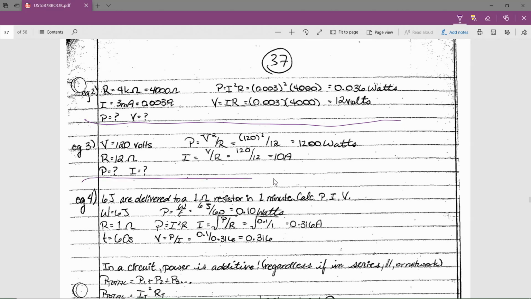Third example, I'm given 120 volts, 12 ohms. I want to get the power and the current. So power is V squared over R, so 120 squared divided by 12, which is 1200 watts. And I is V over R, so 120 over 12, which is 10 amps. So there is my power, current, voltage, and resistance information for that question.